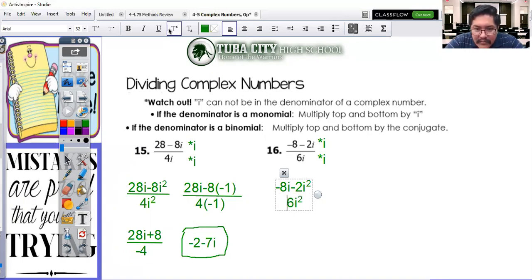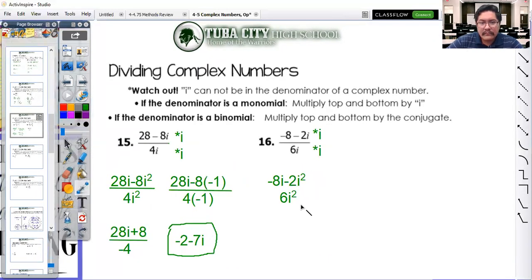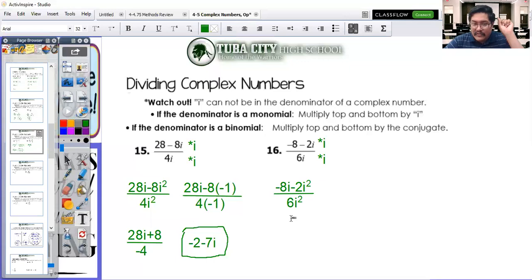And I'm going to line it up just so it looks more like a regular fraction. Now we've got to simplify this. I'm going to take a bit of a shortcut here. Again, anytime you see an i squared, we replace it with -1. But remember, multiplying anything by -1 is just going to switch the sign. So nothing's happening to this -8i, so it stays. And all I'm going to do is change this, so -2i becomes just +2.